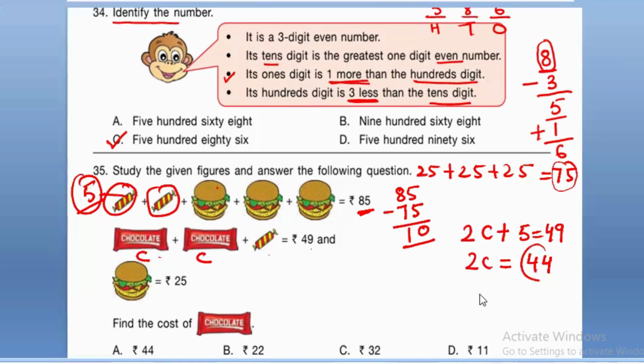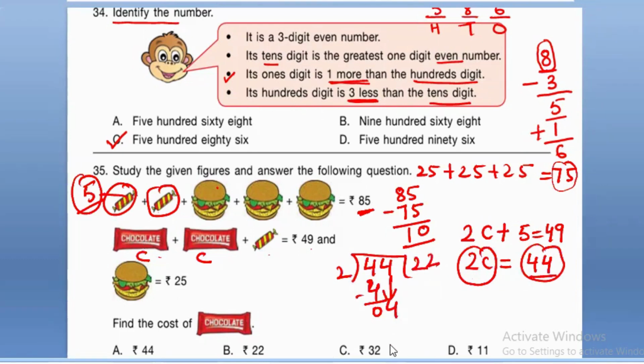Okay. So if the cost of 2 chocolates is 44, what will be the cost of 1 chocolate? Here we will divide 44 by 2. What are we getting? 2 twos are 4. Subtract it, then we have to bring it down. Again 2 twos are 4. So the value of 1 chocolate is 22 rupees. Understood, all of you?